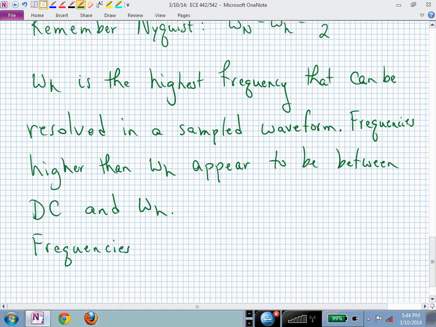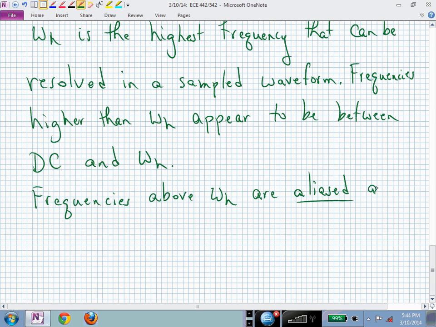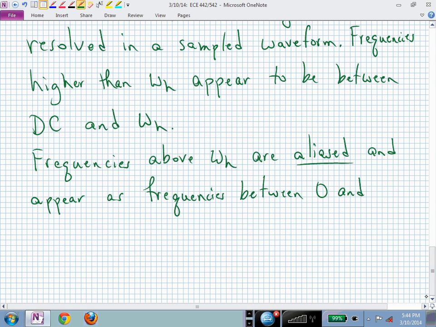Said another way, frequencies above omega sub h are aliased and appear as frequencies between 0, that's the DC, and omega sub h, which is actually this omega sub s over 2.